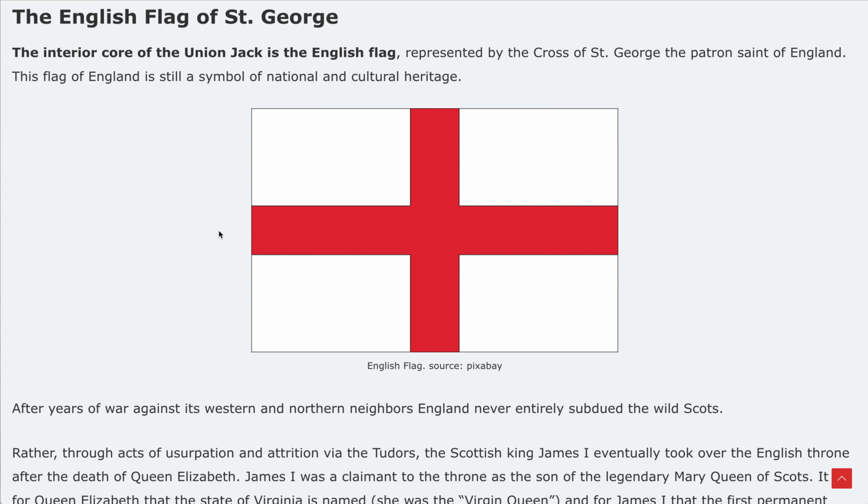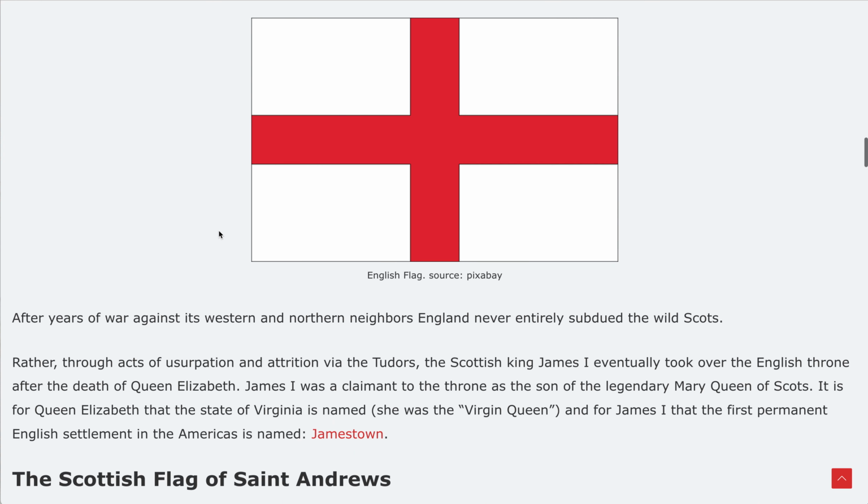So after years of war against its western and northern neighbors, England never entirely subdued the wild and crazy Scots. No one actually has. Rather, through acts of usurpation and attrition via the Tudors, the Scottish King James I eventually took over the English throne after the death of Queen Elizabeth. And kind of connecting to American roots, James I was claimant to the throne as the son of the legendary Mary, Queen of Scots. Ooh, did you know that? And it is for Queen Elizabeth that the state of Virginia is named. She was the Virgin Queen.